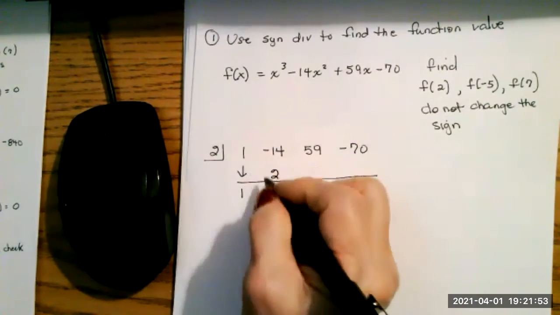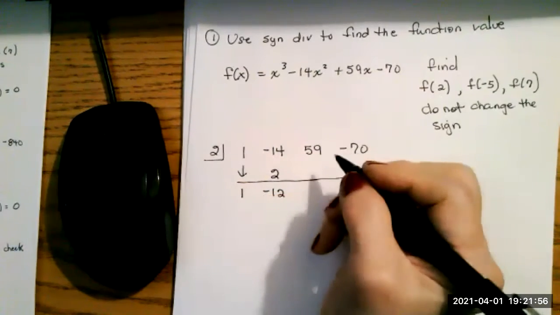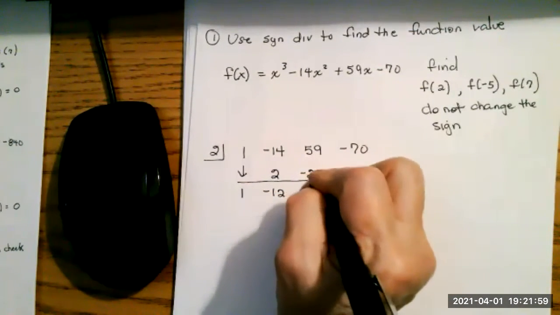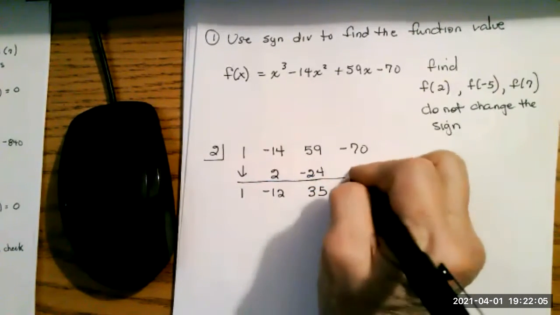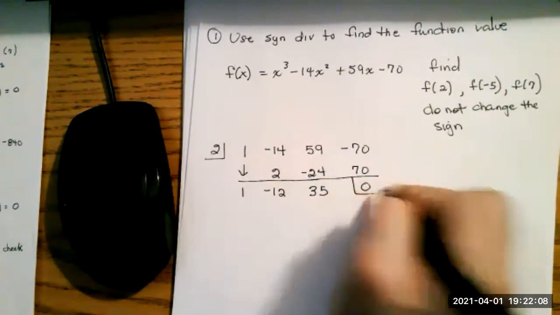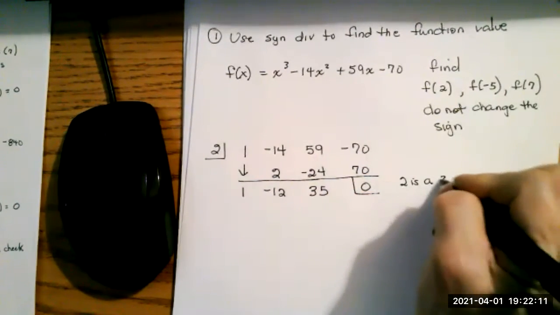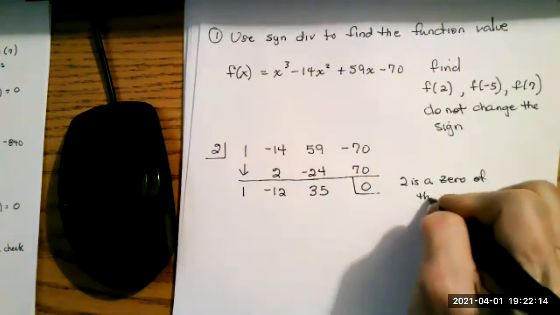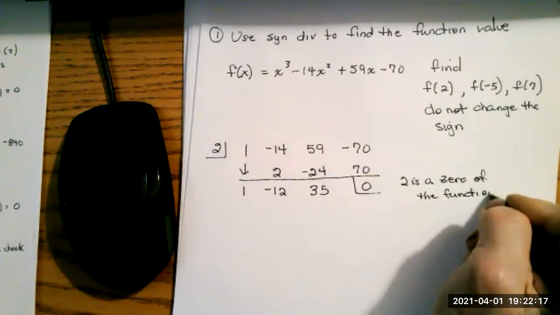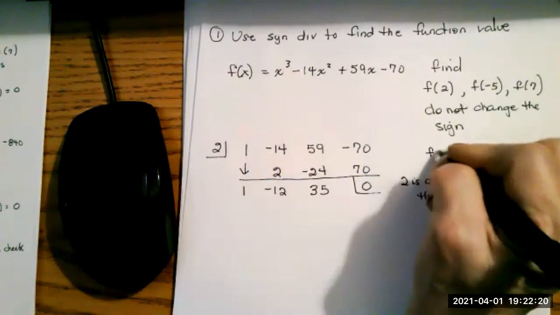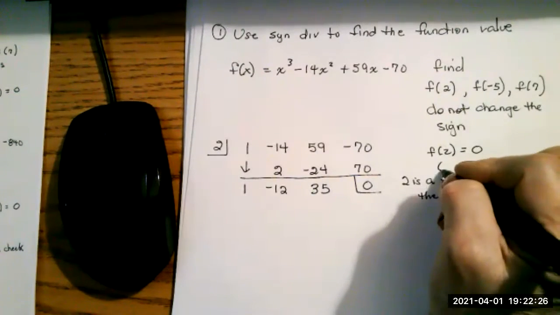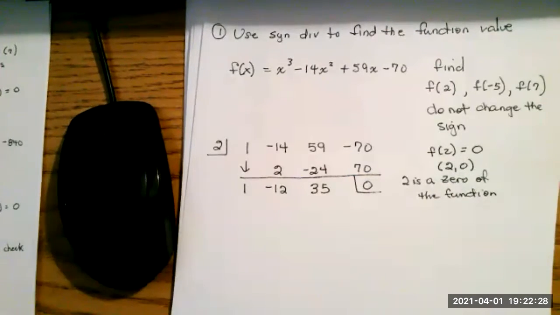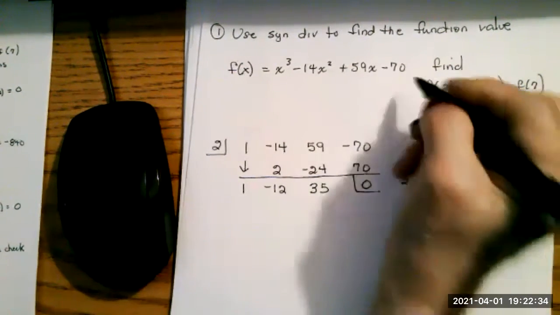1 times 2 is 2, negative 12. Negative 12 times 2 is negative 24. That's 35, and that's 70. And look, we get a 0. So 2 is a 0 of the function. And the point it will make, let's do this part, f of 2 is equal to 0. It's whatever you get for your remainder, and it will make the point 2, 0. And I've only done this one.